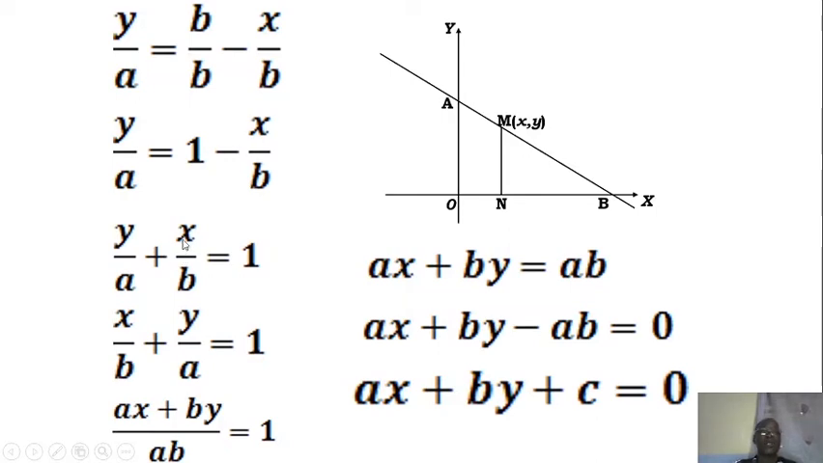Remember, I may decide to write x over b before y over a on this side, which still remains correct. Now, what do we do? We take the LCM of b and a to be equal to ab, and after division and multiplying, we shall get ax plus by all over ab to be equal to 1. But when you multiply both sides by ab, what are you going to get? You'll be getting ax plus by to be equal to ab. Then subtracting ab from both sides, we will get ax plus by minus ab to be equal to 0.